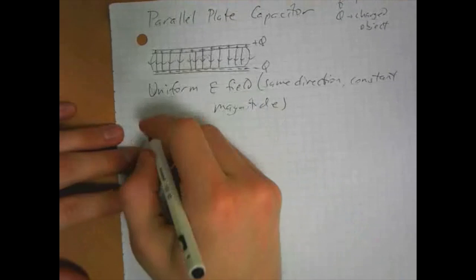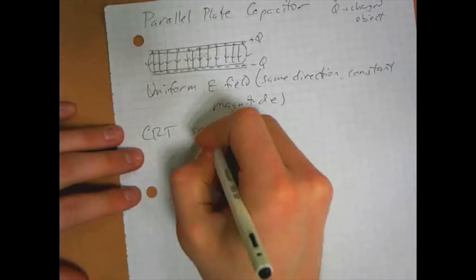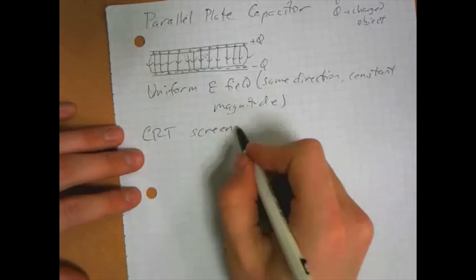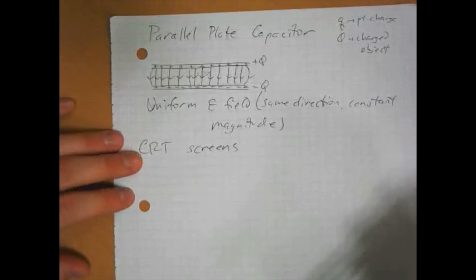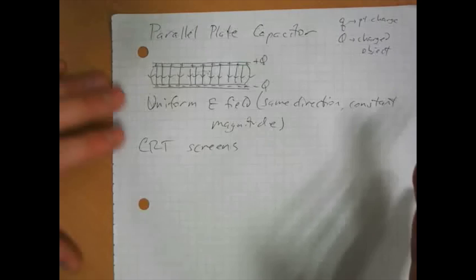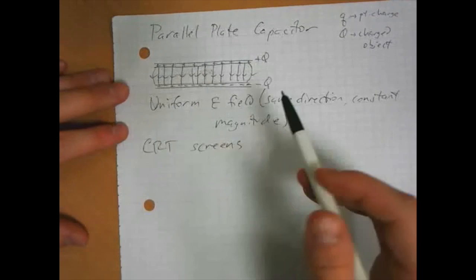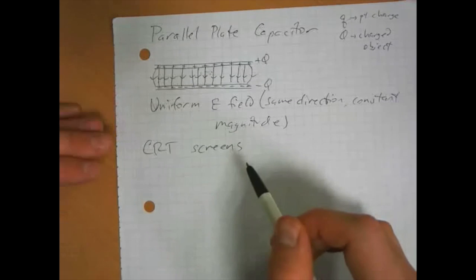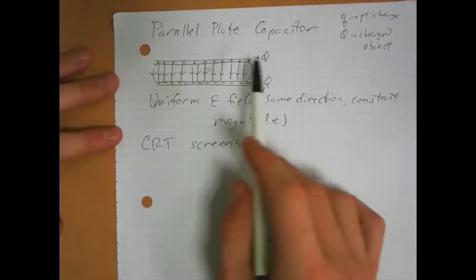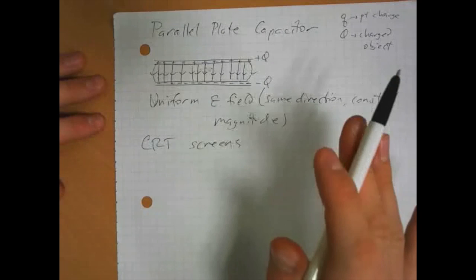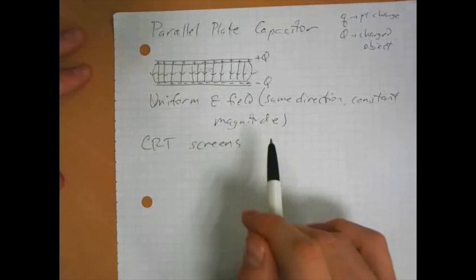Capacitors were used in CRT screens, stands for cathode ray tube, which I don't know if you guys even remember, but TVs and computer monitors used to be made with CRT. It's the big monitors, and there were electrons that would be thrown at the screen basically, and that's what created the images. And parallel plate capacitors were used to deflect them just the right amount to produce the image that was desired.